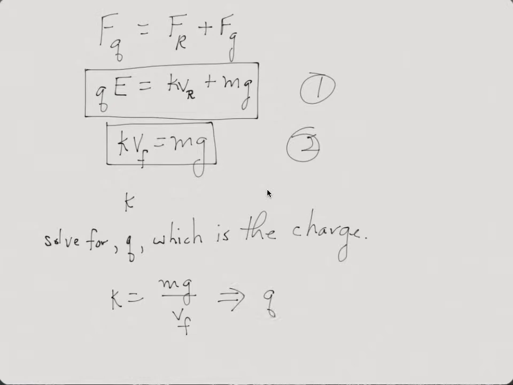This implies that QE is equal to mg over the fall velocity plus mg. Seems like I'm leaving something out. Oh, times VR. So let's go ahead and just continue on. So now we can take that mg out. We can factor it out. And we end up with VR, or the rise velocity, over the fall velocity plus 1.